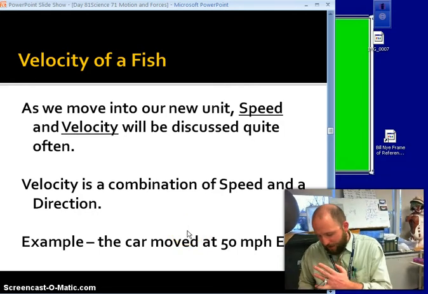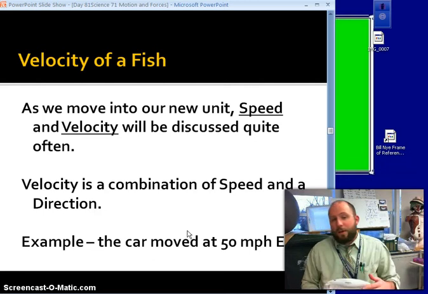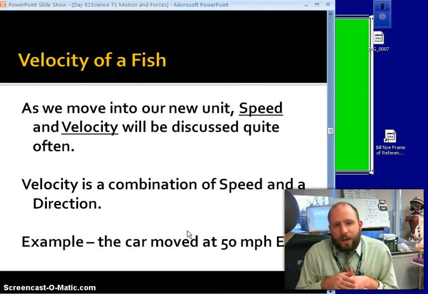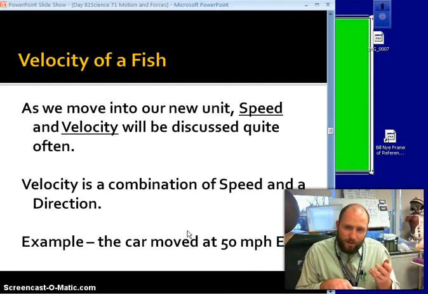Velocity. We've talked about speed already. Speed we now know is pretty much distance divided by unit of time, but we need to talk about velocity. And velocity is a speed in a given direction. And so we got in a couple examples right here. The car moved at 50 miles per hour east. And the big thing here is that we've included a direction. And so please make sure you can distinguish between the two.